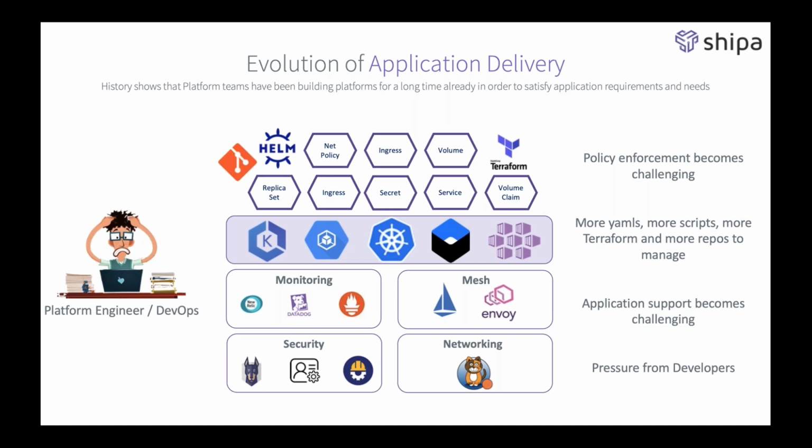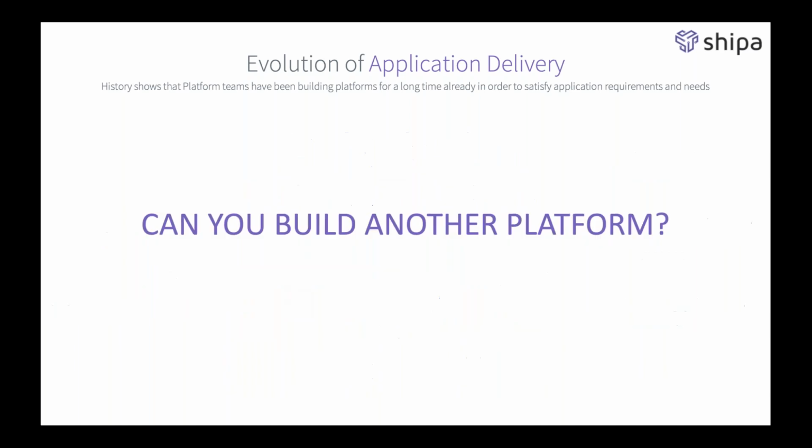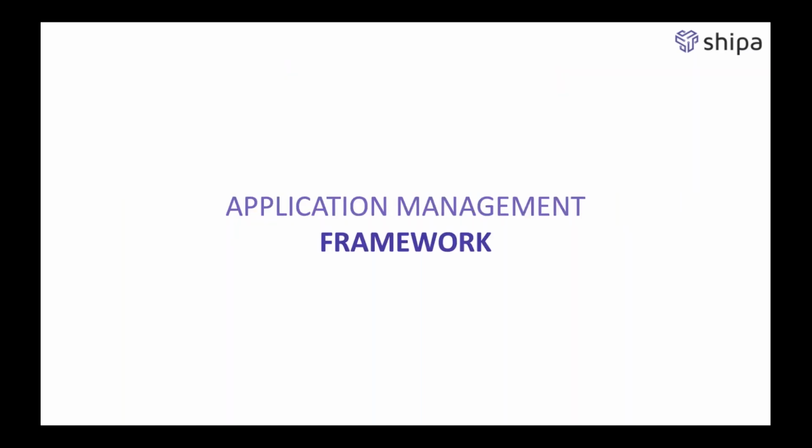Application support becomes challenged, and we're now getting pressure from the developers. And the question they are coming back to us with is, can you build another platform? So basically, all of this goes back to the same point as before, the same cycle as before. Build something new, drop what you have. So we started thinking about what's a different way to deal with this. And we started thinking about an application management framework instead of rebuilding things.